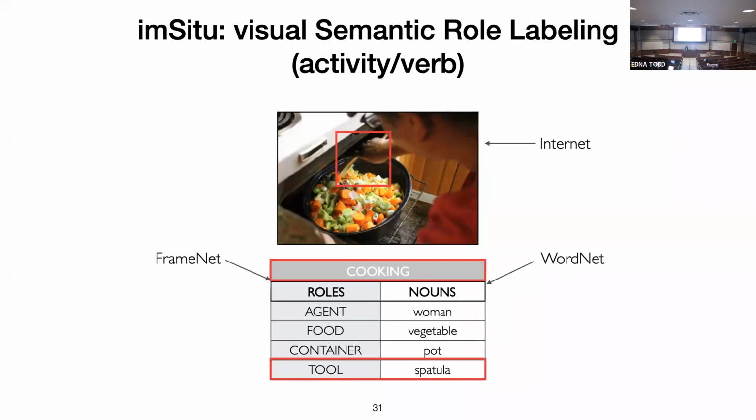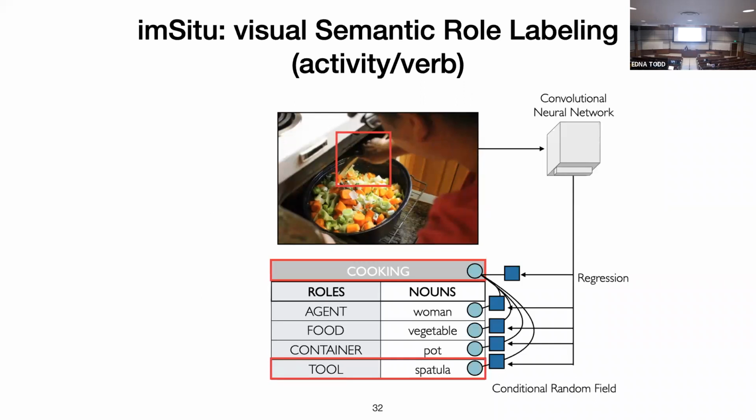A central technical challenge here for this task is that some values in this image are very hard to see. For example, the tool used for the cooking, the spatula, is highly obscured by the hand. It has very weak visual support. In order to predict such objects, we need to introduce some structure predictor that can use the common sense that a common tool involved in cooking activity is spatula.